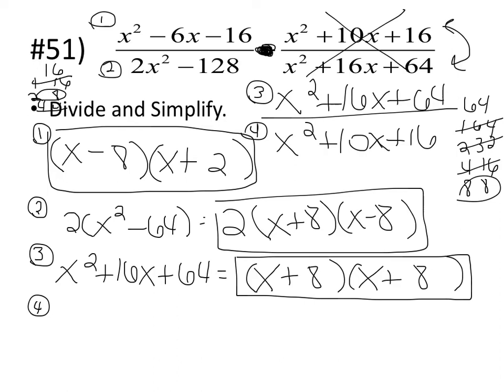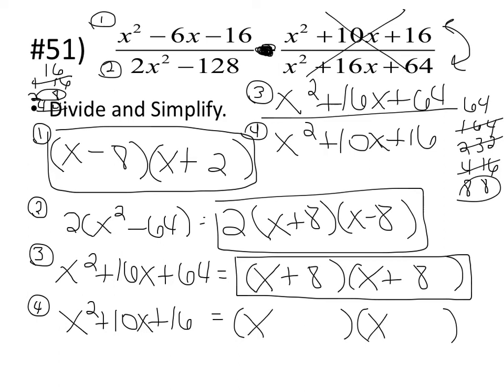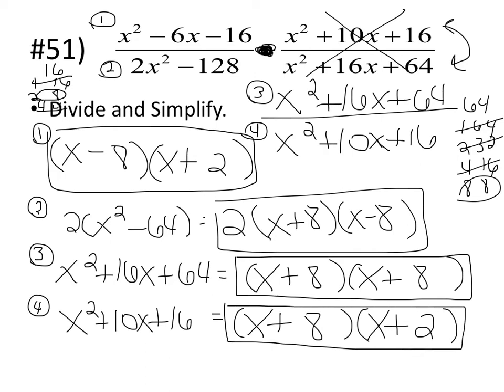And then number 4 is going to be x squared plus 10x plus 16. So you want factors of 16, which we already have, that give us 10. We're going to use 2 and 8 again, so just refer to up here. So we've got x, it's going to be plus, and we've got 8 and 2 again. Okay, so now let's rewrite these.